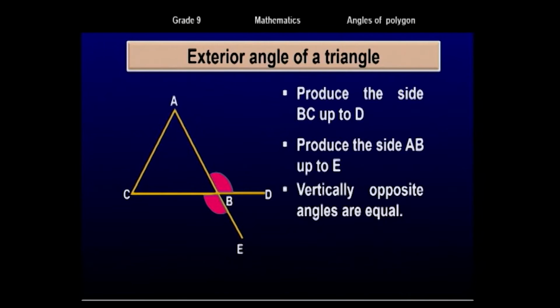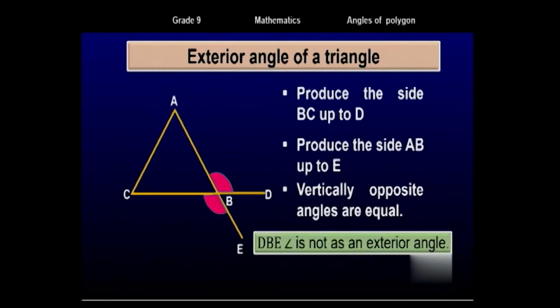Those are vertically opposite angles. You know, vertically opposite angles are equal. But when we think about angle DBE, is it an exterior angle? No. DBE is not an exterior angle because it is equal to angle ABC. ABC is an interior angle. So you can't take DBE as an exterior angle. We talked about the exterior angles of a triangle.